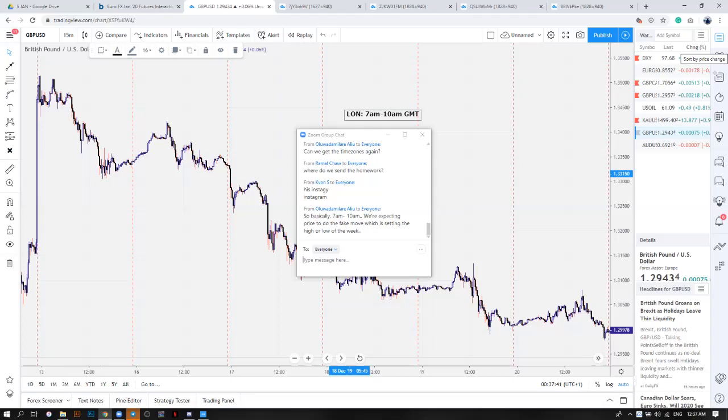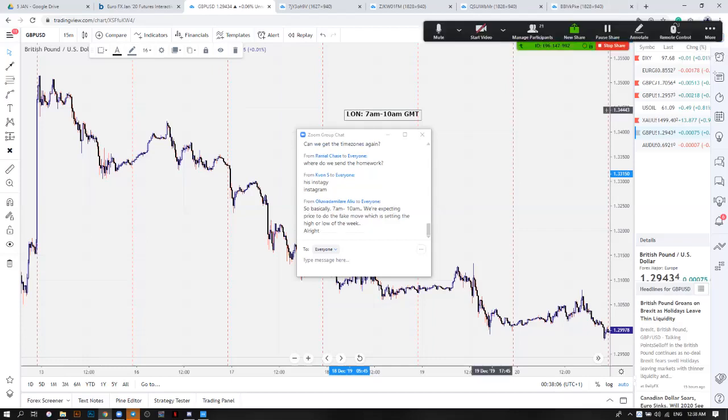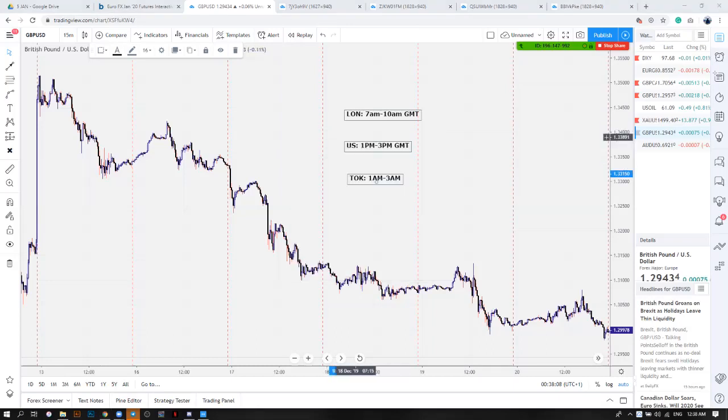Around that time zone, you want to see price do the opposite move prior to it. So if around 3, 4, 5, 6 a.m. the market was dropping, that tells you that between 7 a.m. and 10 a.m. the market will create the low and rally for the day. Make sure you all write down all these time zones.